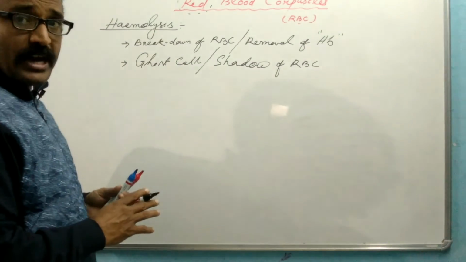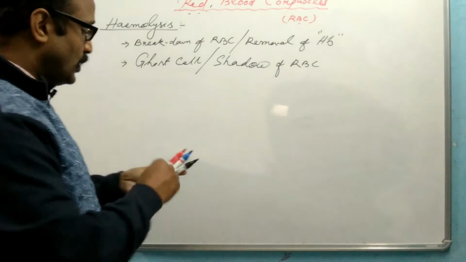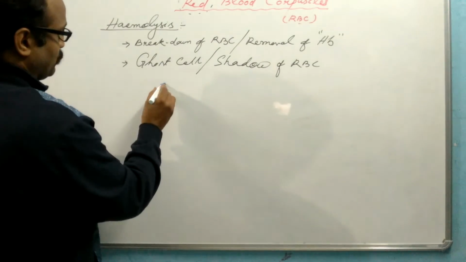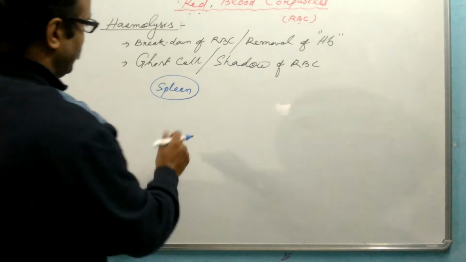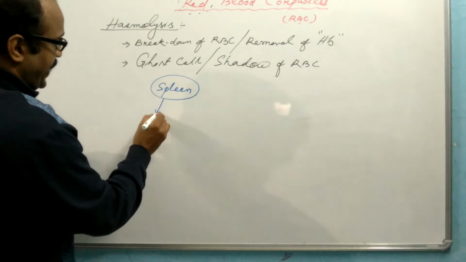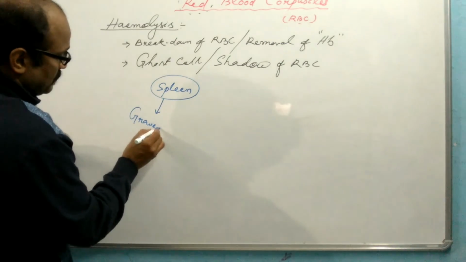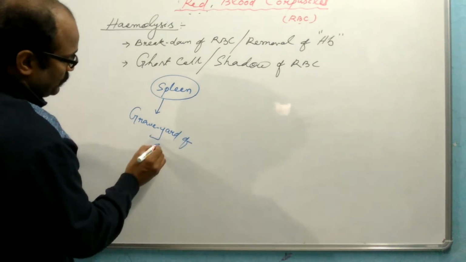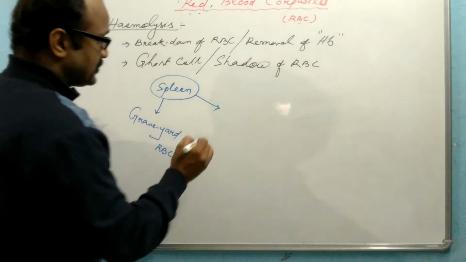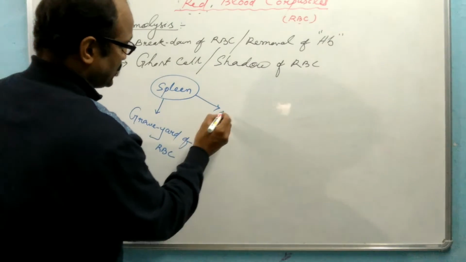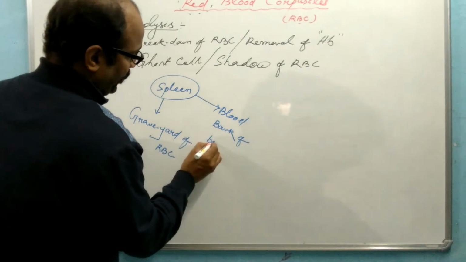After 120 days, or after the death of RBC, the dead RBC are brought to the spleen. So breakdown of RBC takes place in the spleen. That's why the spleen is known as the graveyard of RBC. Some of the RBC are also stored in the spleen, so the spleen is also known as the blood bank of the body.